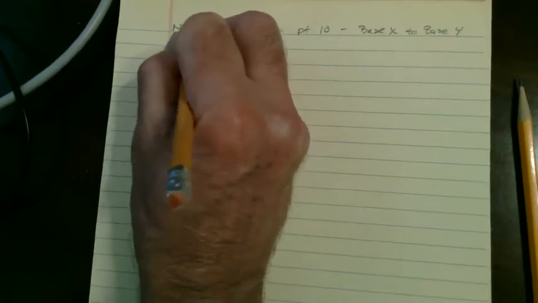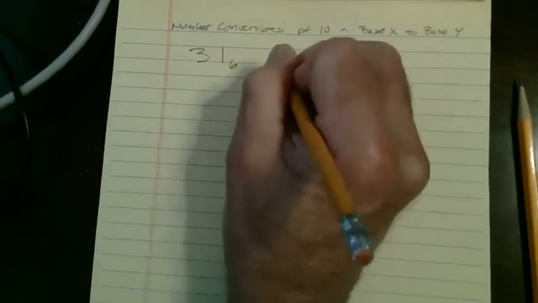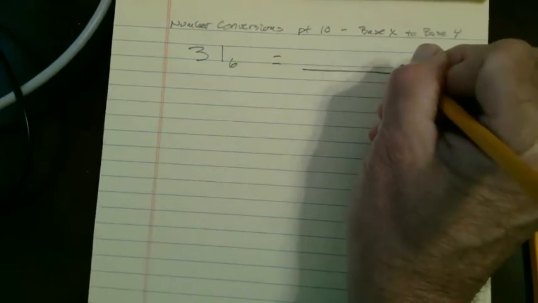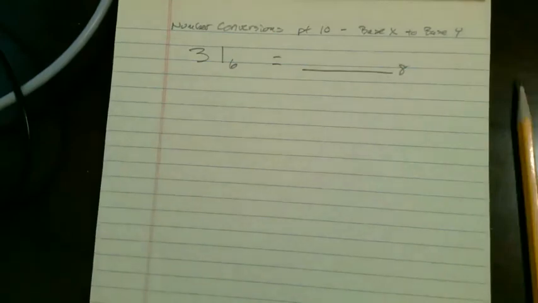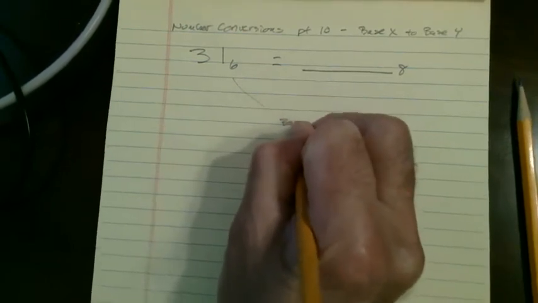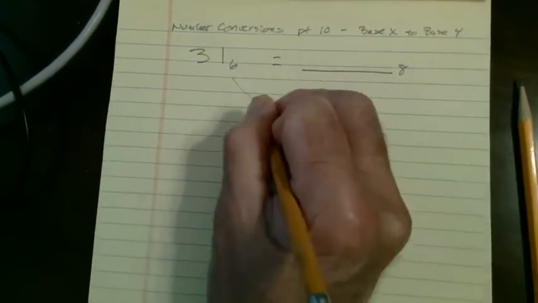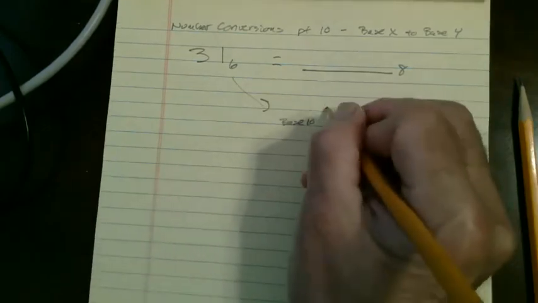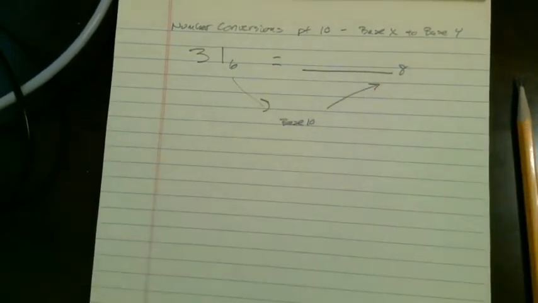So, say for instance, I have a number like 3, 1, base 6, and I want to know what does that equal as a base, oh, we'll make it a base 8 number. All right, so first what I'm going to do is convert this into a base 10, and then I'll take that base 10 number and convert it back to a base 8 number.